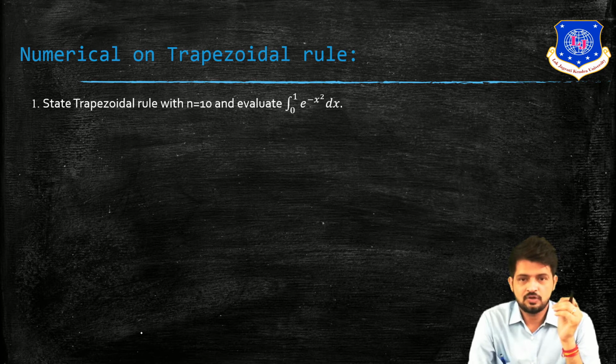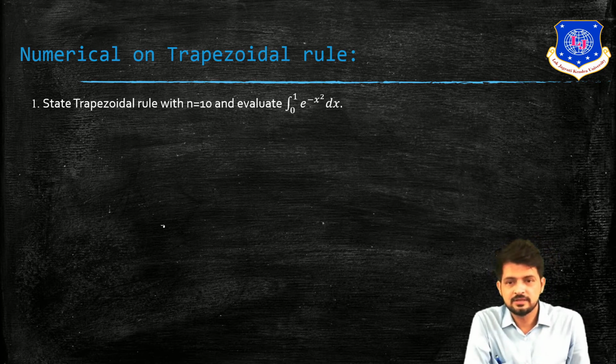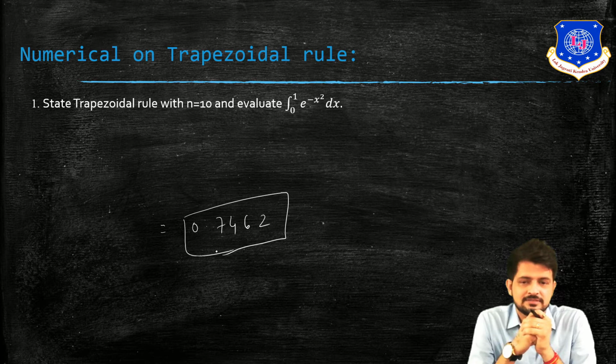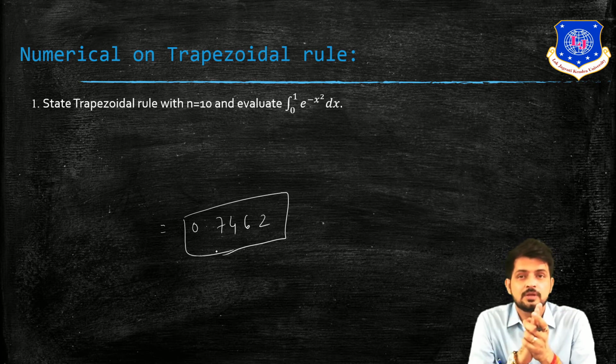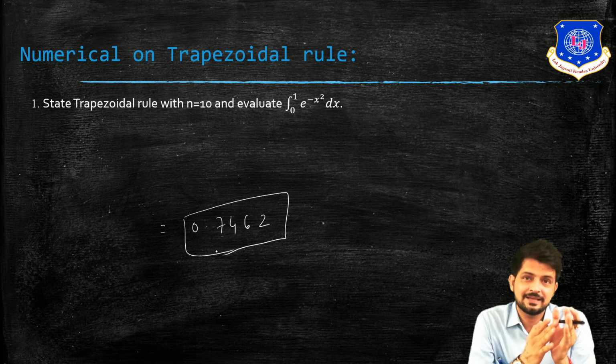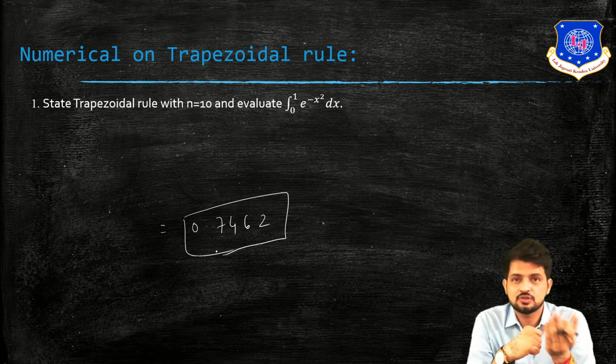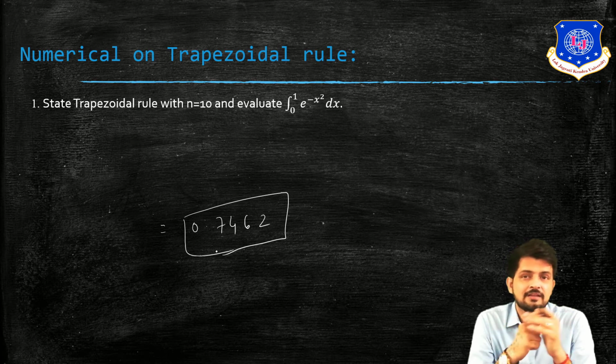The answer of this numerical will be 0.7462. Okay, you can check your answers. The answer will be 0.7462. Fine. See, in this way you can solve more numericals from the question bank. The method will be same, only the function will change. Everything else will be same.